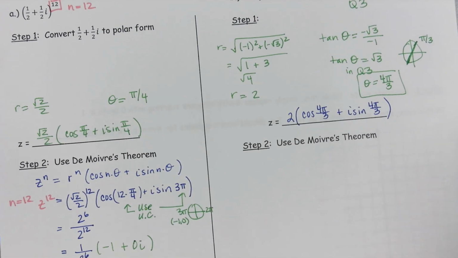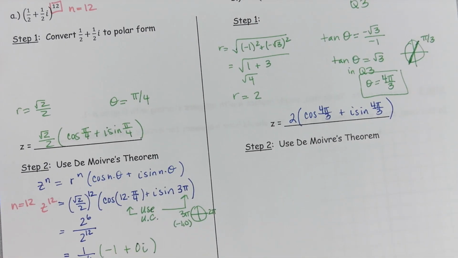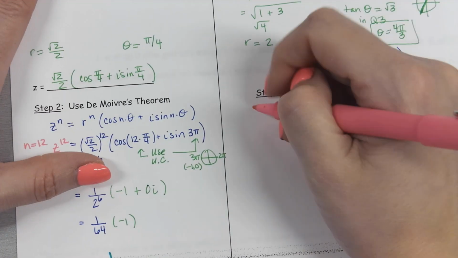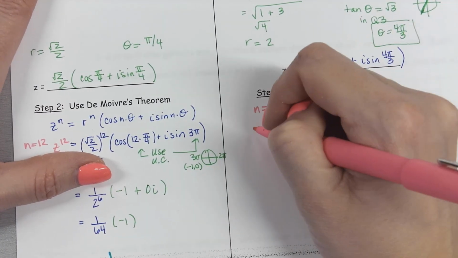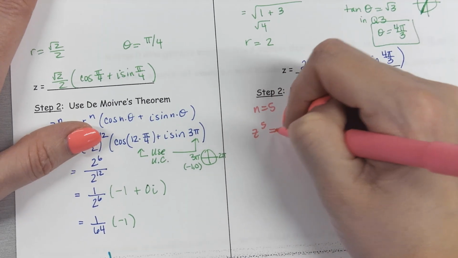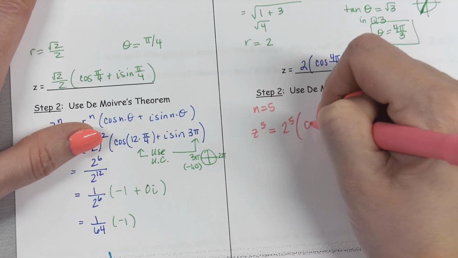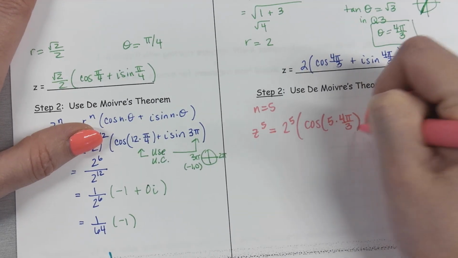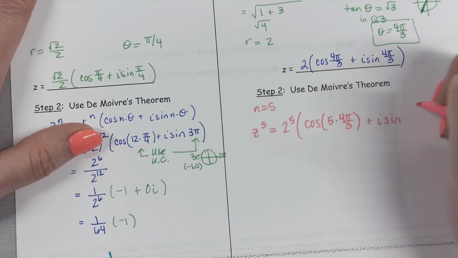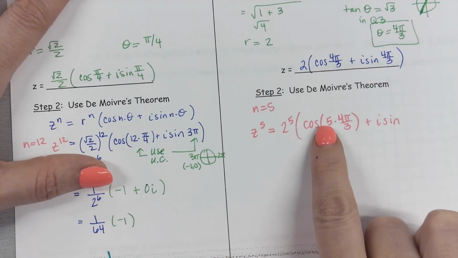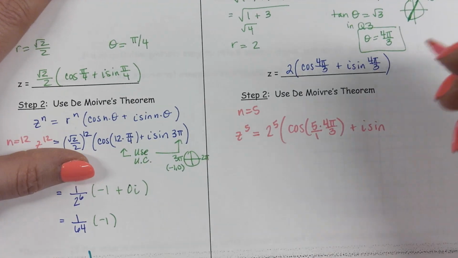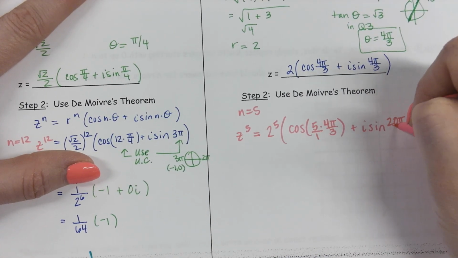Now when we go to de Moivre's theorem, we just look and see what our power is. If our power is 5, we're going to plug that in. So z to the 5th is going to be 2 to the 5th cosine of 5 times 4 pi over 3 plus i sine. And remember, when you're multiplying fractions, you just multiply your numerators. So this is 20 pi over 3.